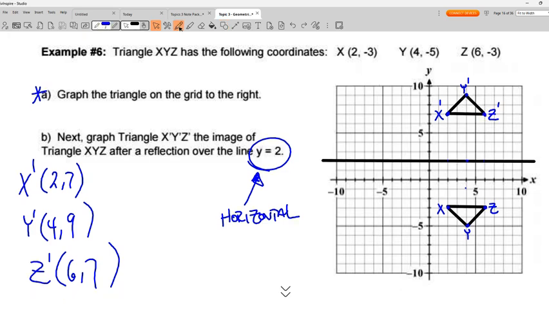So again, investigating the two triangles, they're the same distance away from the line y equals 2. The triangles are congruent to each other, the same shape, the same size, and the orientation isn't preserved. If you were to follow the letters going clockwise, X, Z, Y, and X prime, Y prime, Z prime, the letters aren't in the same order, so the orientation is not preserved.